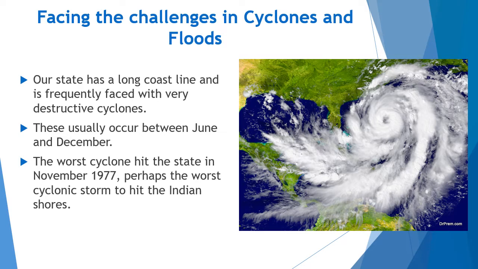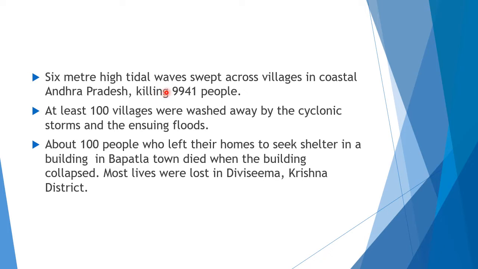And here, 6-meter high tide waves swept across villages in coastal Andhra Pradesh. Here, the height of the tide was 6 meters. You know what a meter is, no? They got 6-meter high tides. Totally, the coastal areas, whatever villages of Andhra were there, most of them vanished. And the death toll was 9,941 people at that time. At least 100 villages were washed away because of this cyclone.